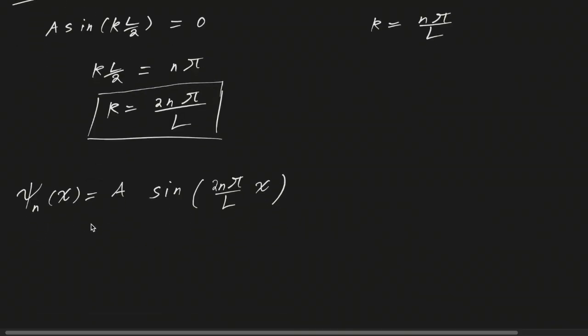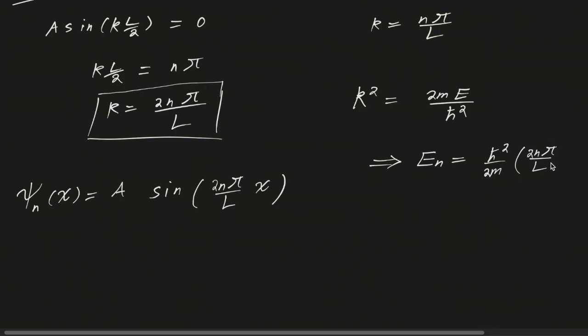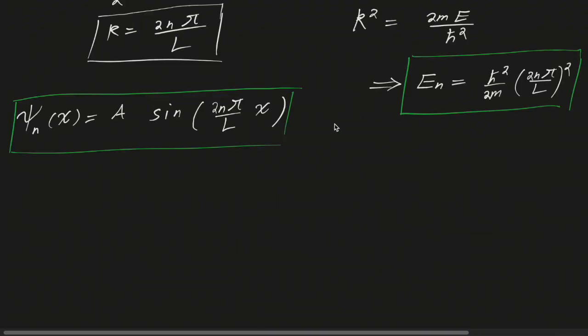And you'll have that the energy, remember that we had k squared is equal to 2mE divided by h bar squared, which means that E, the energy, E sub n, will be equal to h bar squared over 2m multiplied by k squared, which in our case is 2n pi over L squared. So these are our first solutions to the equation. And so you get these two solutions.